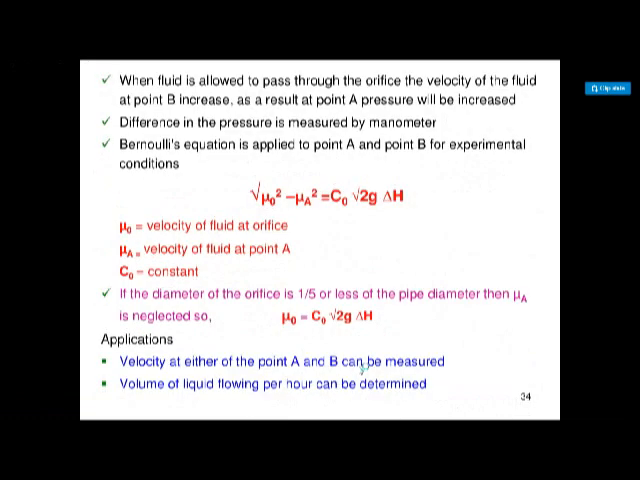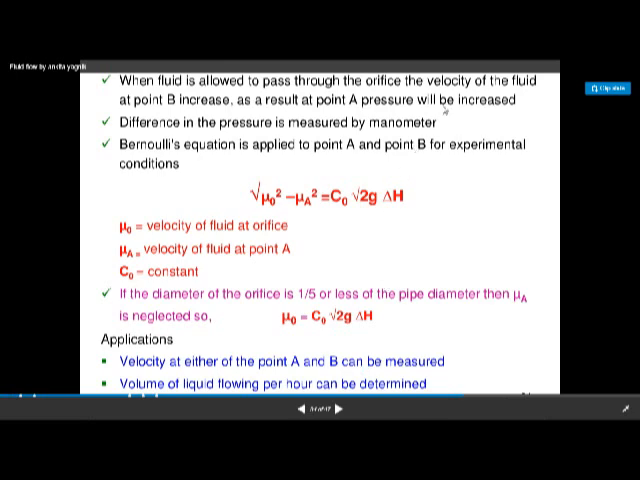So when the fluid is allowed to pass through an orifice, the velocity of the fluid at point B suddenly increases, and as a result the pressure changes. Compared to point A, the velocity of the fluid at B will be more, and the difference in the pressure is measured by the manometer. This pressure difference can be measured by the manometer, right?